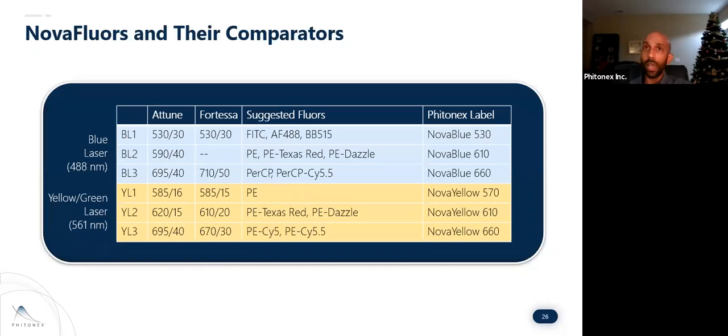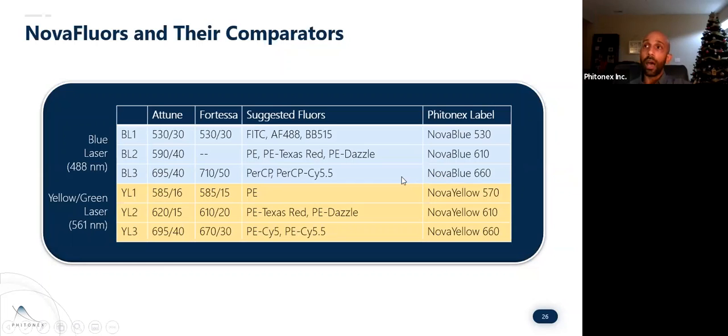The easiest way to talk about improving your panel and the utility of NovaFluors is to talk about NovaFluors and their comparators. These are some of the comparators, and essentially you can use the NovaFluors listed on the right to replace any of these suggested fluors that may be in your panel. You could use NovaBlue 610 to replace PE off of the blue laser, or NovaYellow 610 to replace PE off of the yellow laser. That's going to provide a lot of benefit because we know PE has some cross-excitation and also creates a lot of spread. If we can get rid of that, there's going to be a lot of benefit there.